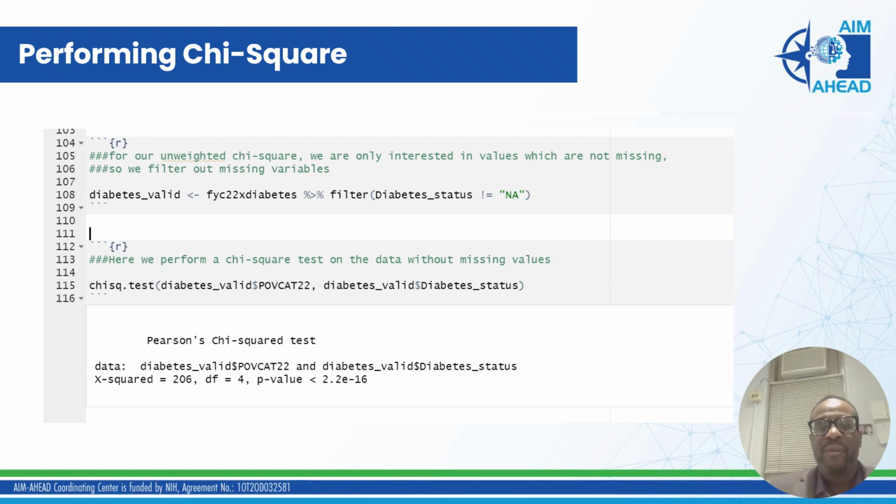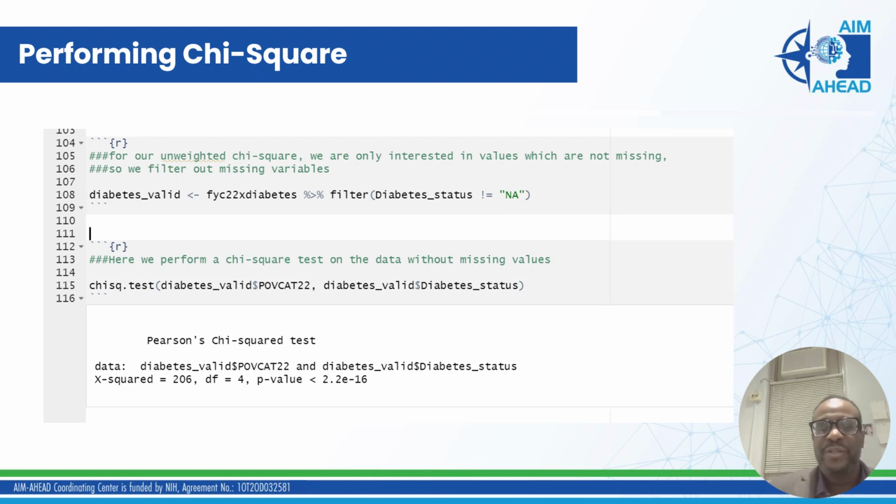Now we go on to performing the chi-square test. We use the filter function to select only respondents who had some type of valid response to diabetes. This means they responded to the survey and indicated yes, they did have diabetes, or no, they did not have diabetes. In the next step, we apply the chi-square test function to actually perform the chi-square test.